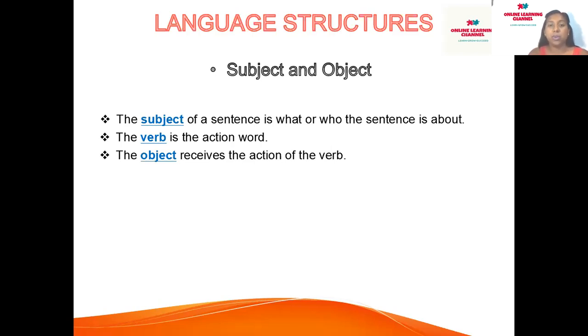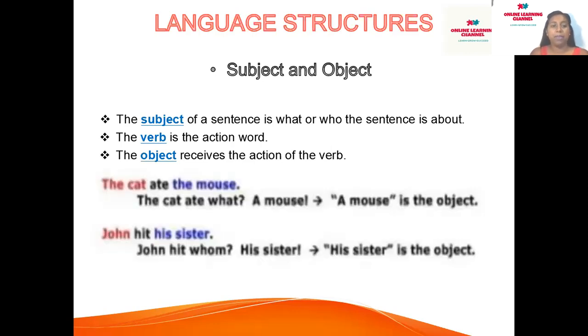So the subject is who we're talking about. The verb is the action or doing word that's happening, and the object gets the action of the verb that's passed on. Right? Very, very simple. Let's look at this example. The cat ate the mouse. The cat ate what? A mouse. A mouse is the object. Remember, the cat ate the mouse.